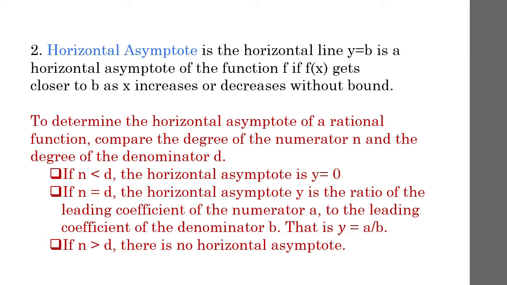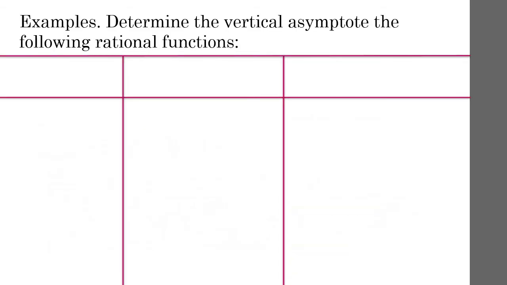And if n, the degree of the numerator, is greater than the degree of the denominator, there is no horizontal asymptote. Okay, let's have these examples.